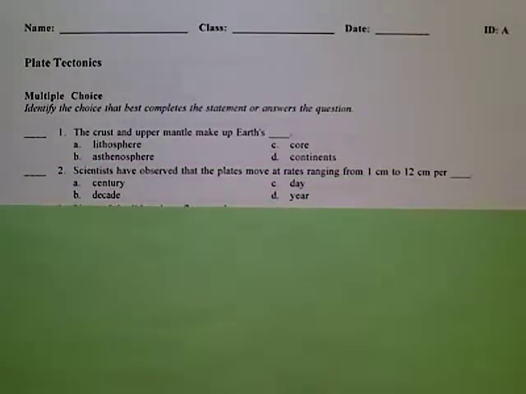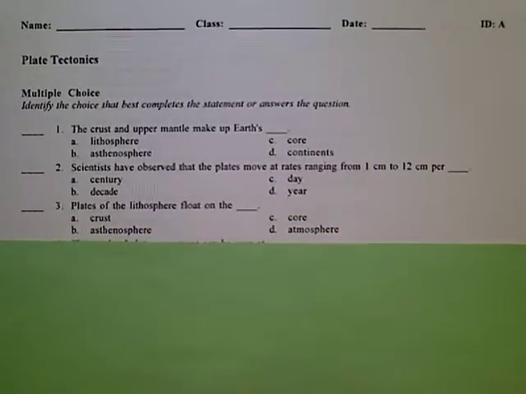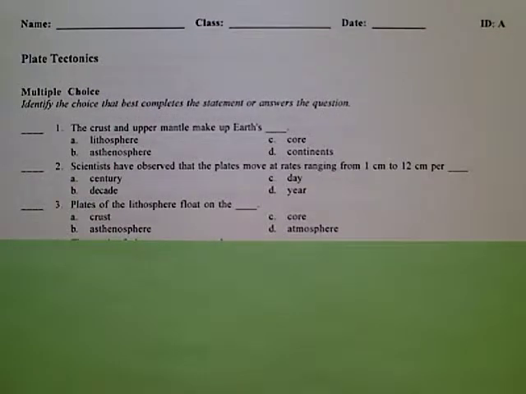2. Scientists have observed that the plates move at rates ranging from 1 centimeter to 2 to 12 centimeters per A. century, B. decade, C. day, or D. year. 3. Plates of the lithosphere float on the A. crust, B. asthenosphere, C. core, or D. atmosphere.